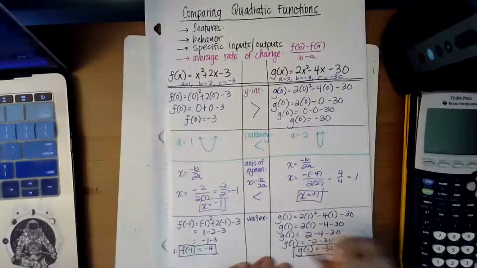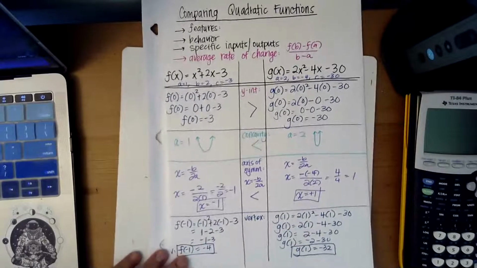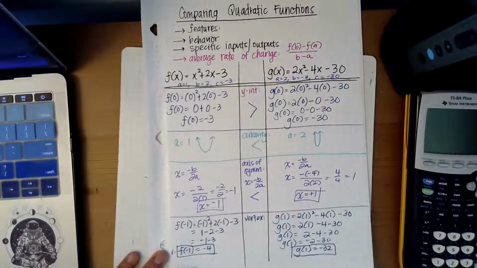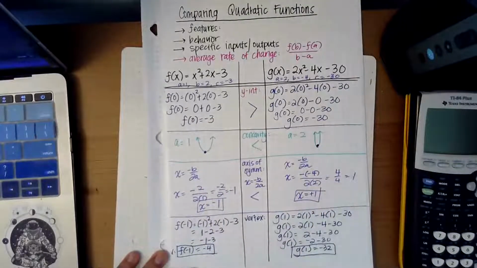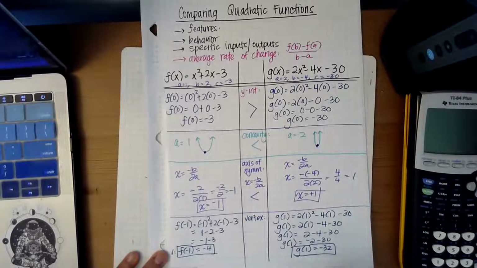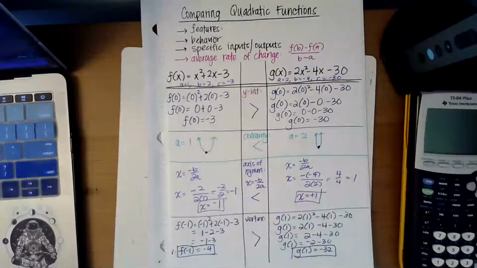So given that I'm now looking at the vertex, which is taking into consideration the output value, and we recognize that both of these have absolute mins because of their concavity, that means which vertex is actually lower? This one's going to be lower, which means that this vertex here is greater. Remember, the alligator always opens to the greater value.